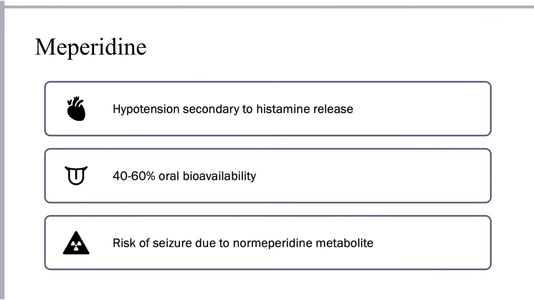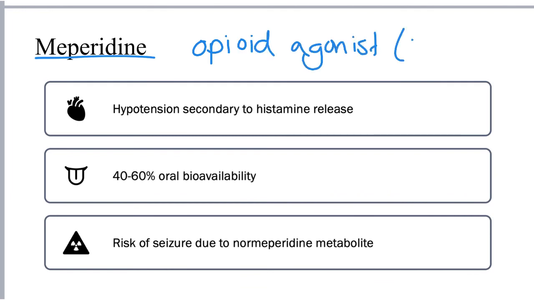The next strong opioid agonist I will mention is meperidine. Meperidine is a fairly strong to moderate opioid agonist that produces analgesia also by activating the mu opioid receptor, similar to the other agonists we've covered. One side effect associated with the use of meperidine that is different than some of the other opioid agonists is that it causes profound hypotension, which is actually secondary to the release of large quantities of histamine.